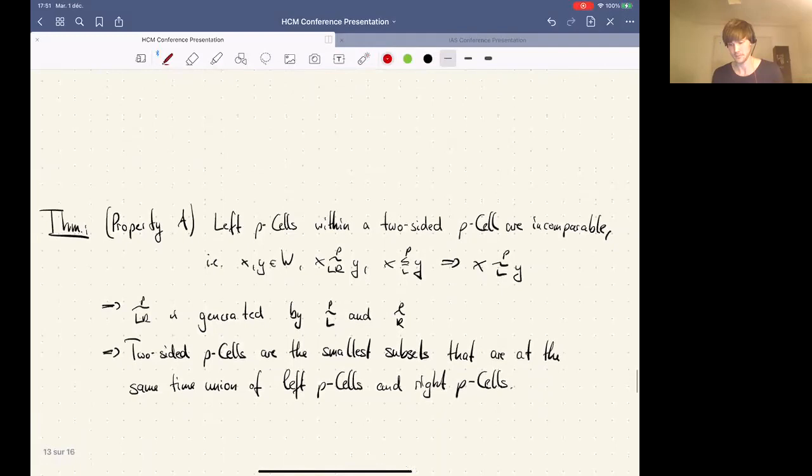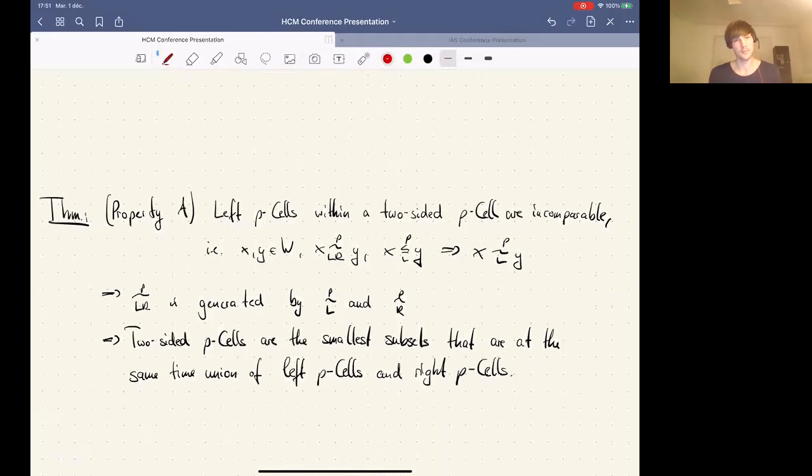Now, consequences of this are that the equivalence relation for the two-sided P-cells is actually generated by the equivalence relations for the left P-cells and the right P-cells. So not only the preorders, but really the equivalence relations generate it. Another consequence is that these two-sided P-cells are the smallest subsets that are at the same time unions of left P-cells and of right P-cells.